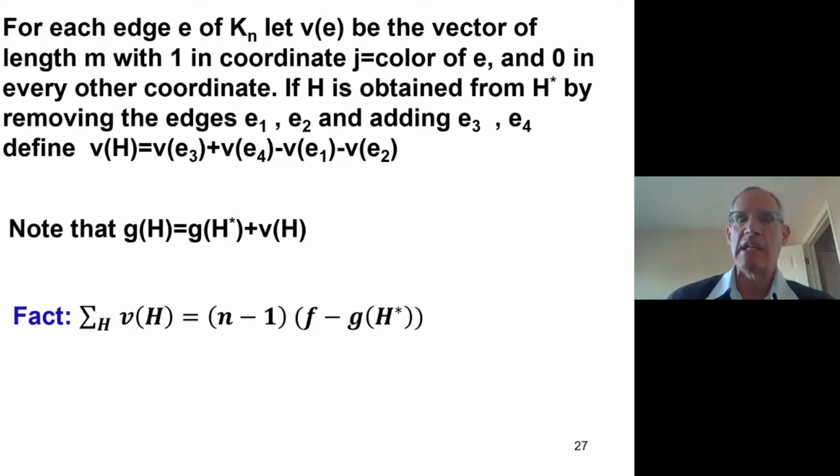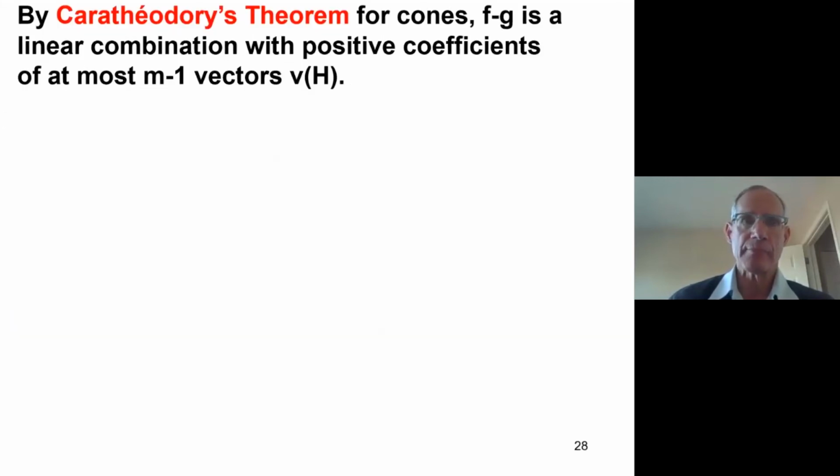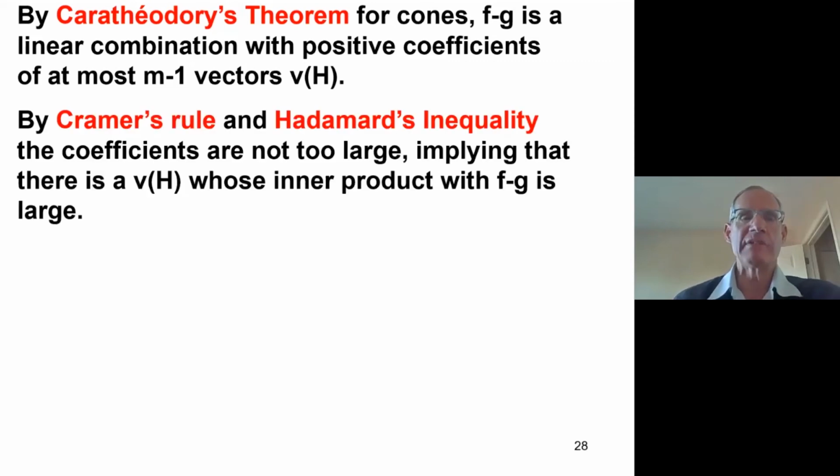So it means that the vector f minus g is a positive linear combination of the vectors vh, but those are all small vectors of length m. In fact, they live in dimension m minus 1 because the sum of coordinates is 0. So by Carathéodory's theorem for cones, f minus g actually is a linear combination with positive coefficients of not too many of the vectors vh, of only m minus 1 of them. Here I didn't write the computation, but basically by Cramer's rule and Hadamard's inequality, the coefficients are not too large, so you can bound the coefficients.